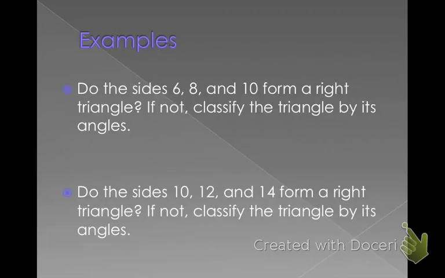Taking a look at our first example, do the sides 6, 8, and 10 form a right triangle? If not, classify the side by its angles. I know to put 10 squared by itself because it's the larger side, so it's the only one that could be a hypotenuse. I'm putting a question mark next to my equal sign because I'm not sure yet. And it turns out that both sides balance, so it must be a right triangle.